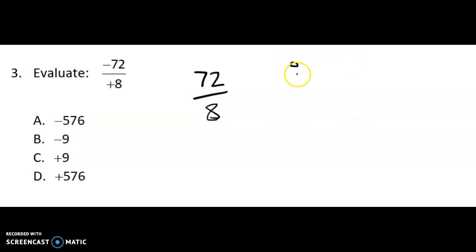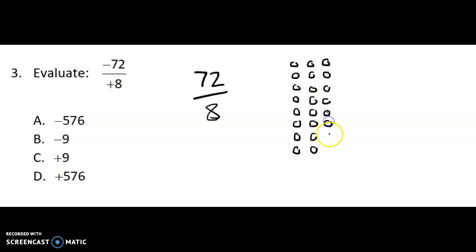I could always take this and make a grid. So 1, 2, 3, 4, 5, 6, 7, and 8. I'll make another group of 8. That's 16. I'll make another group of 8. It gives me 24. Another group of 8 gives me 32. Another one gives me 40.